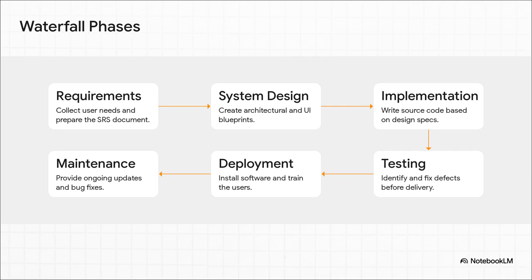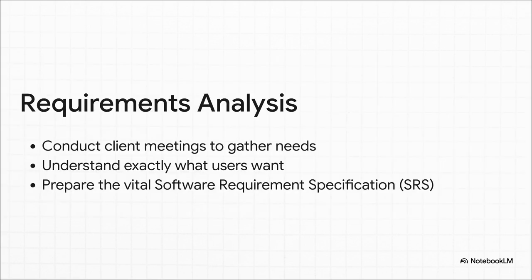Now, the defining rule here, the absolute golden rule, is gravity. Progress flows heavily downward, just like a waterfall. The output of one phase becomes the locked-in, non-negotiable input for the next. And here's the kicker. One phase must be 100% completely finished before the next one even begins. No jumping ahead. Let's drill down into that very first phase and see how this all builds.